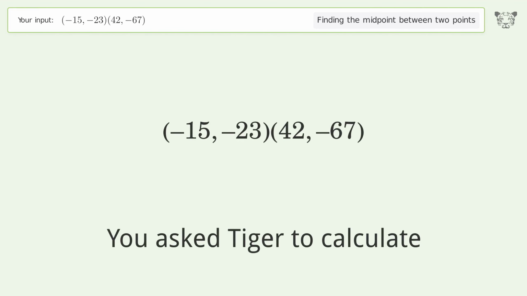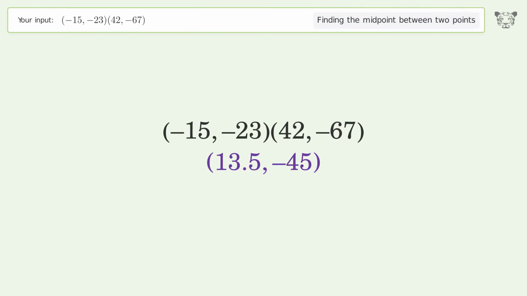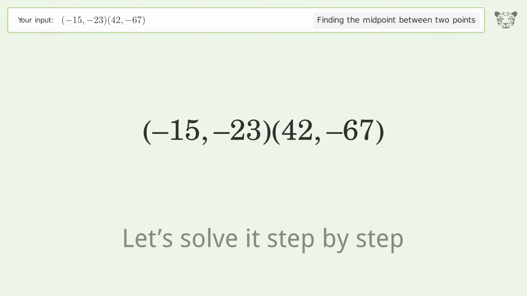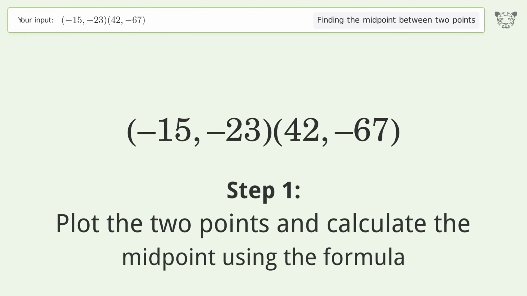You ask Tiger to calculate. This deals with finding the midpoint between 2 points. The midpoint between the 2 points is 13.5, -45. Let's solve it step by step. Plot the 2 points and calculate the midpoint using the formula.